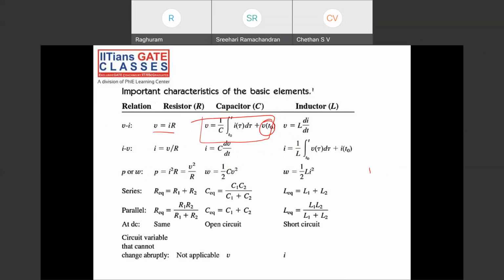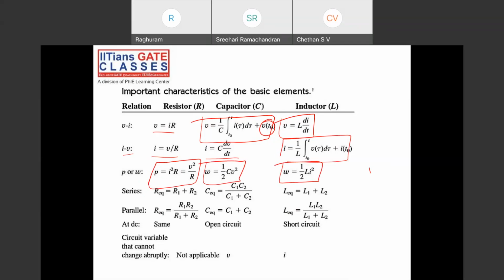We'll see that for DC. V equal to L di by dt. IV relations: I is V by R, I is C dV by dt, I is 1 by L integral V dt. Okay, power is I square R or V square by R. This is the dissipated power. These two are stored energies.